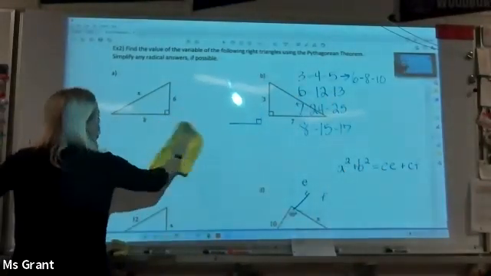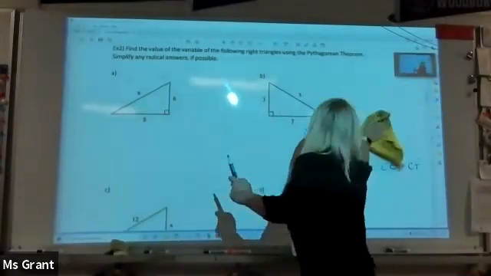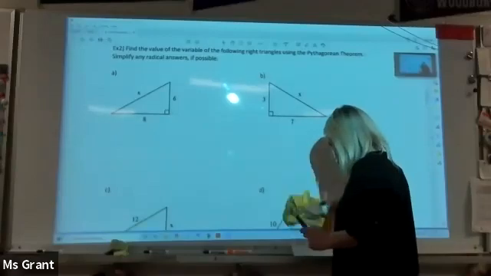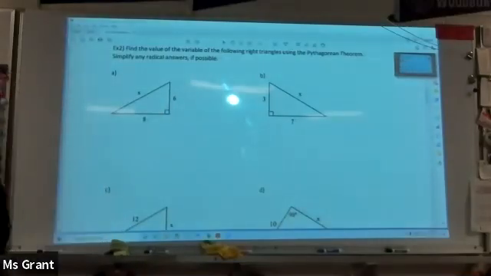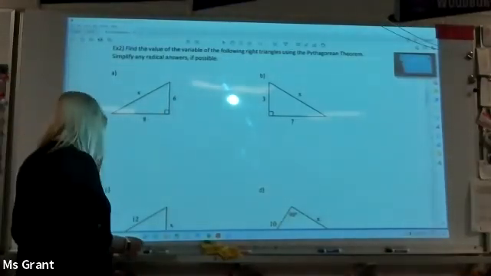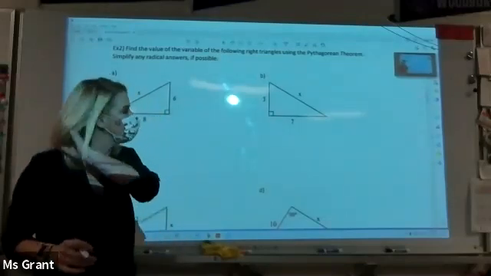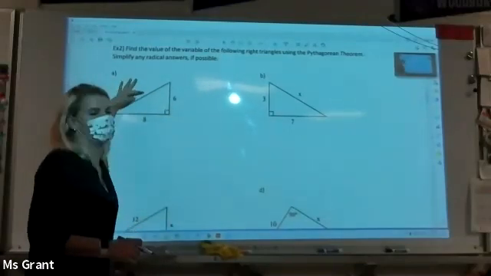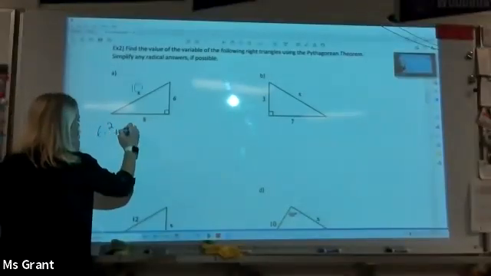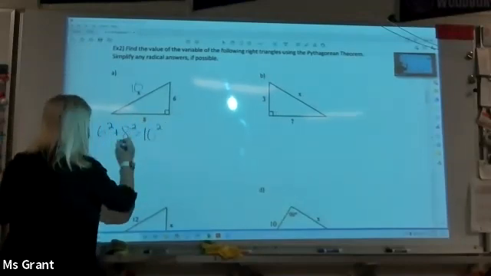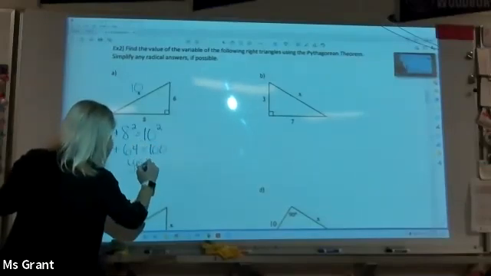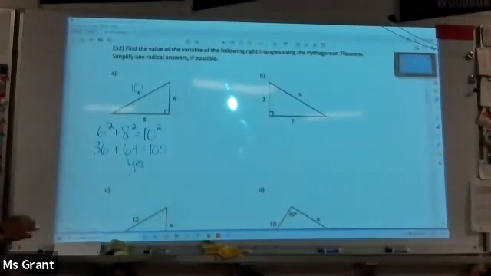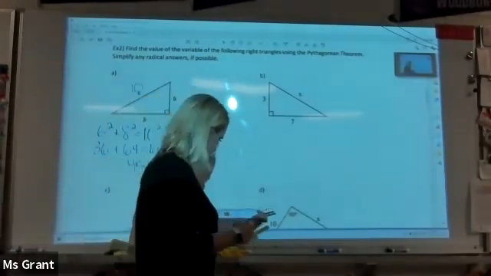Okay, no problem. Now, on A, the numbers I'm hoping are a little bit familiar because it was one of the Pythagorean triples from the page before. 6, 8, what? 10. Yep, 10. If you really want to show the work, it will be this. Yes, 36 plus 64 equals 100.